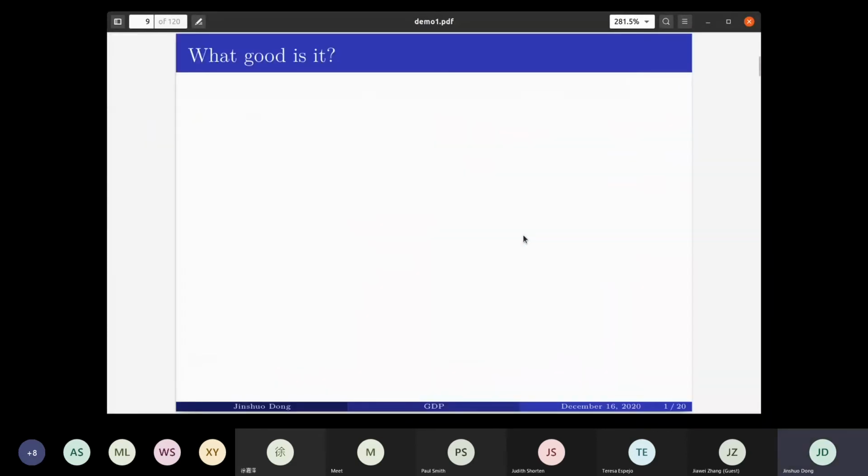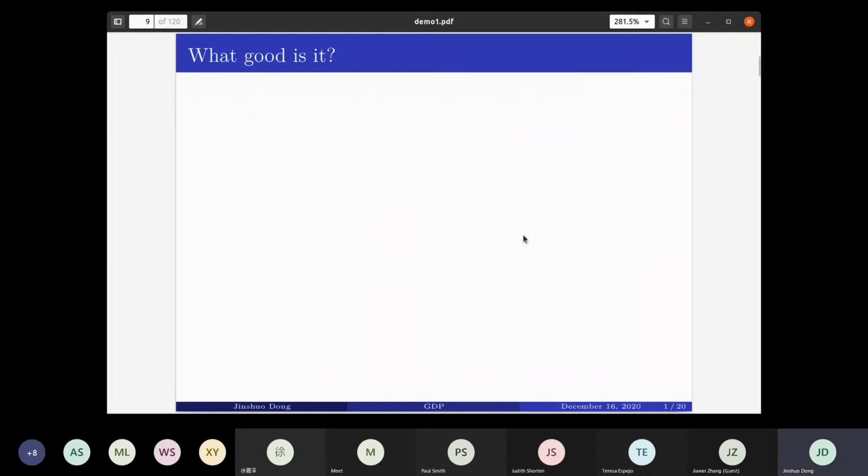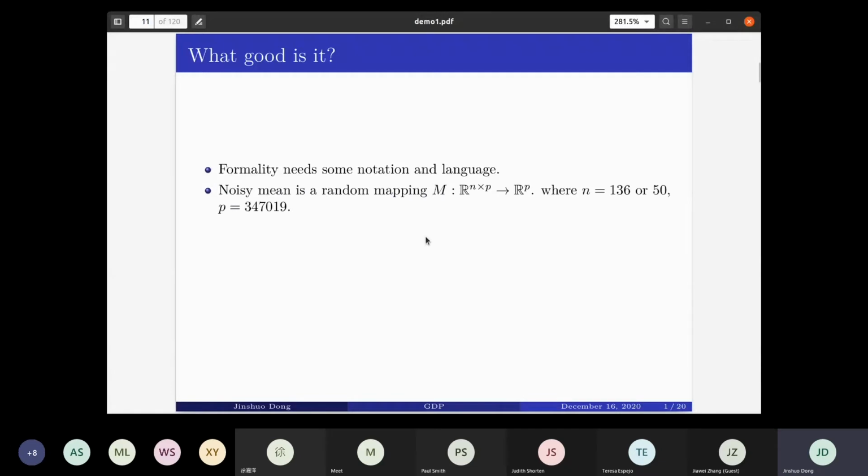Okay, so here is the end of the examples. We are getting into a more formal, more mathematical Beamer style. The rigorous approach to show there's no way to figure out whether you are in the data set or not is exactly what differential privacy provides. But this is a formal framework, so we need some notation and language.